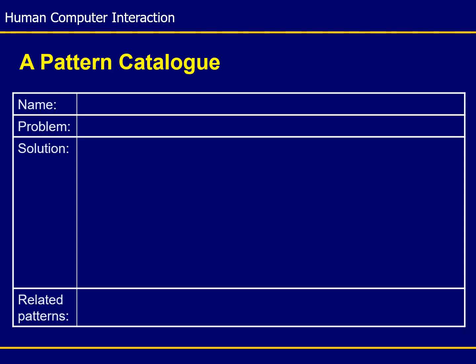What you get in a pattern catalog is typically the name of the pattern, the problem it's trying to solve, the solution, which is the pattern, in detail, and any related patterns, and sometimes you also get the pros and cons of the pattern. If you use this pattern, what are you going to lose? Okay, what are the disadvantages of this pattern?